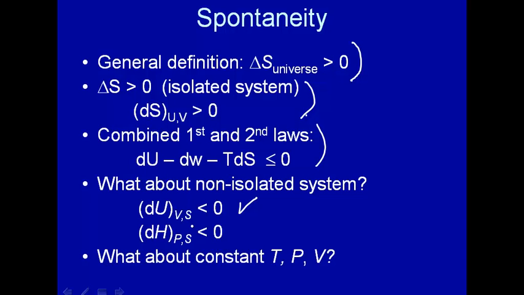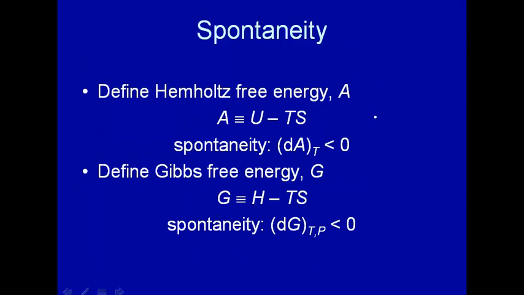So when you go into the laboratory, it'd be nice to have things like temperature, pressure, and volume, and hold those constant and have some function that you could calculate to see whether it'll be spontaneous. So what we're going to do is define two new free energy terms. A is U, internal energy, minus TS, and we'll define that as the Helmholtz free energy. We'll define the Gibbs free energy as the enthalpy minus TS.